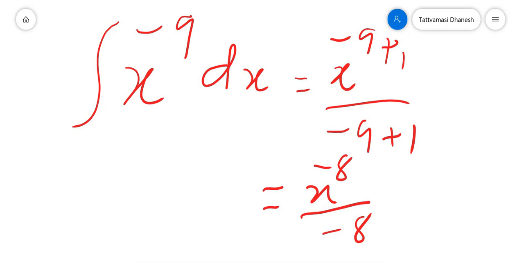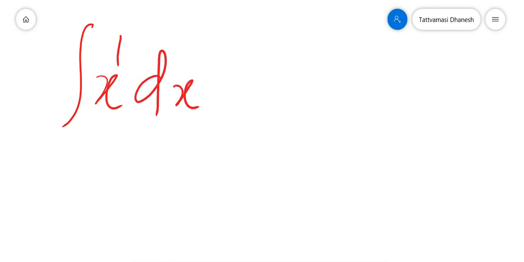Then what would be the integral of x dx? The derivative of a constant is 0. So the integral of x dx, you can understand like this: instead of n here it is 1. Am I right? Integral of x dx means x raised to 1.